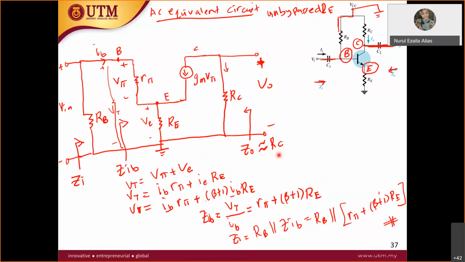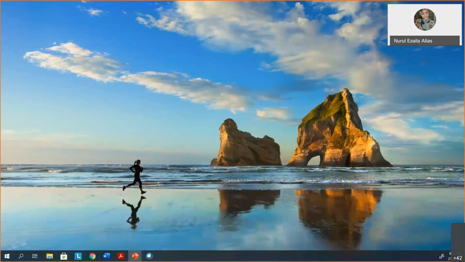So by using an imaginary voltage source, I need to explain this, I need to derive this. I think this is good for your understanding. Although in the end of the day you will get that Z out is approximately equal to RC, I need to explain the concept of how they get Z out equivalent to RC.